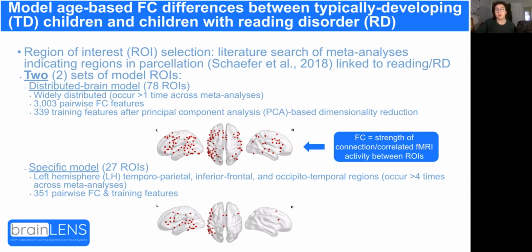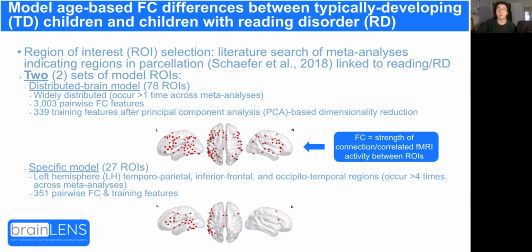Now, the set of pairwise features it generated was very large. Recall that one feature is the connection between two unique ROIs. So when you have 78, it scales quite badly. Because of this, we did a principal component analysis on the full set of features to reduce the dimensionality of our data. And the second set was for what we termed the specific model.